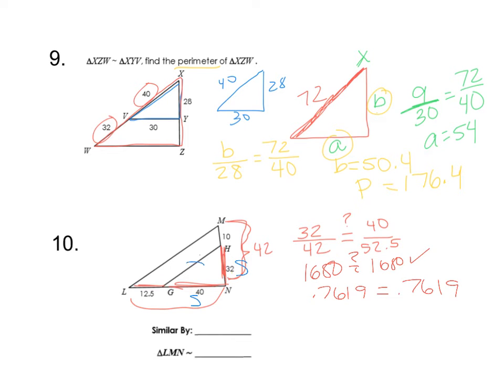Well, these are blank, so we can't use those. But we have, remember, they share angle N. So this is similar by side, angle, side. And now we have to pick what goes with L. So L is over here, so it's going to go with the G. M goes with H. And the N and the N are congruent. And we're done.